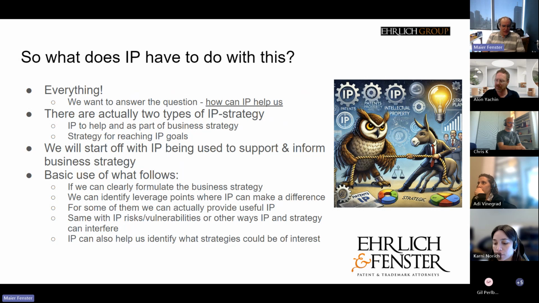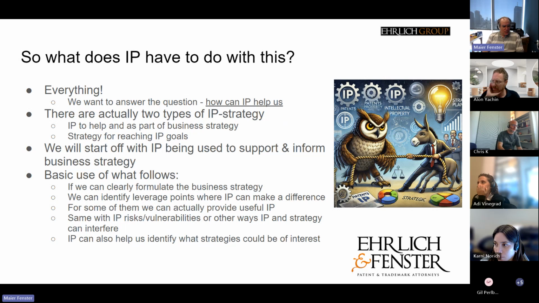Now, first I want to be clear, there are two basic types of IP strategy. One is how to use IP to help and as part of the business strategy. And the other one is what strategy do you use in order to meet your IP goals? We have an IP department, it has goals, and we might have a strategy for meeting them. And we're going to talk mainly and first off about using IP to support and inform business strategy.